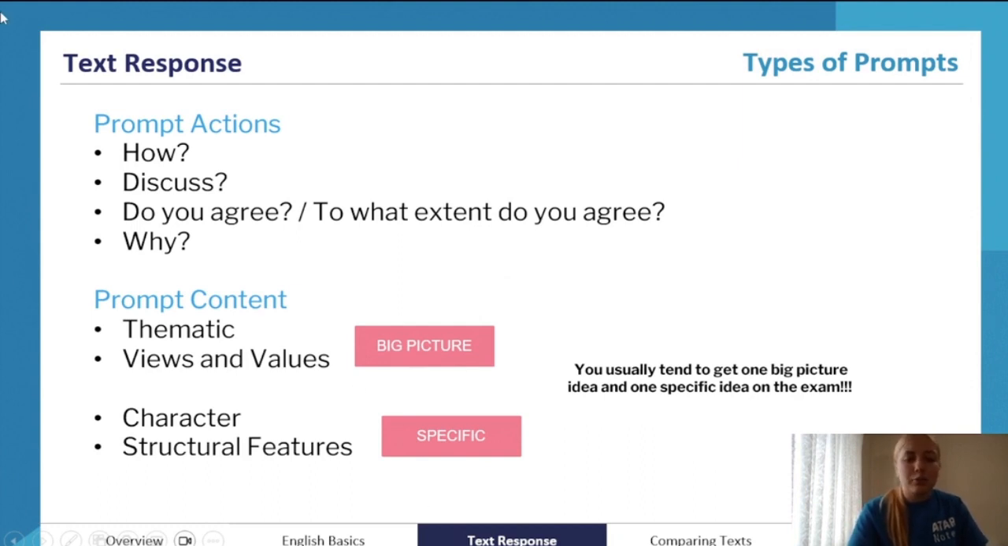Do make sure you are comfortable with all prompts, even if you think, I can get away without a structural features prompt, I'll just choose whatever else is there. It could be a difficult prompt this year. It can always be a difficult prompt that you're not exactly sure how to write in response to, and you will significantly disadvantage yourself by not being able to write on all different kinds of prompts.